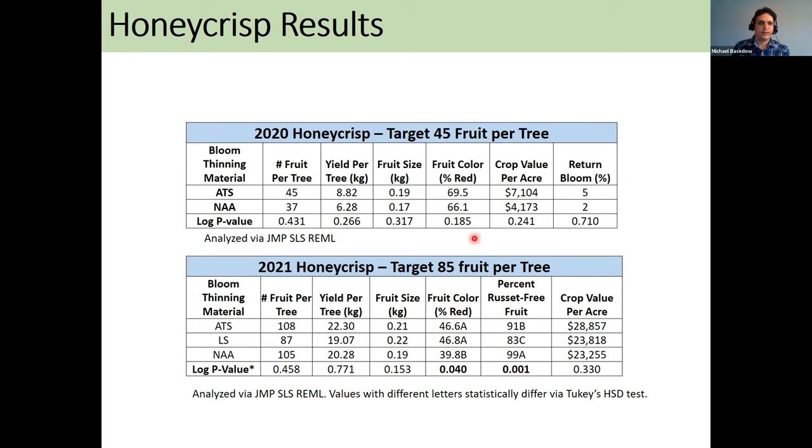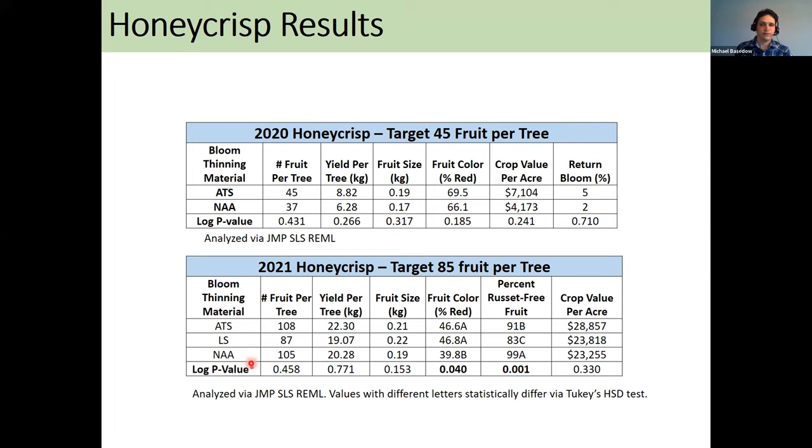Looking at our 2021 harvest results, again, we have ATS, lime sulfur, and NAA now. Again, we did not see any statistical difference in our number of fruit per tree. And again, I'll mention our target was 85. So the lime sulfur treatment got closest at 87, followed by the NAA at 105, and then the ATS at 108. But again, statistically, there was no difference here, nor was there any difference in terms of yield per tree or fruit size.